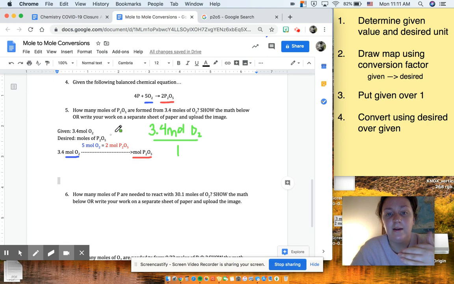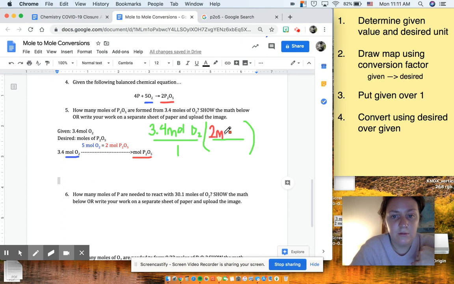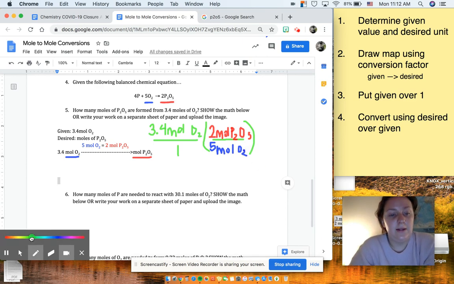And we're going to put it in the format of desired over given, right? So I only have one conversion factor, so I just need one set of wonky, ugly parentheses. And we want our desired over our given. Our desired, right, is P2O5, so we want that on top. 2 mole P2O5. And our given is O2, so we want that on the bottom. 5 mole O2. Ooh, it's a little funky. And now we are ready to solve.